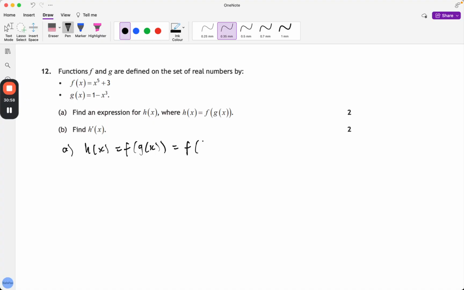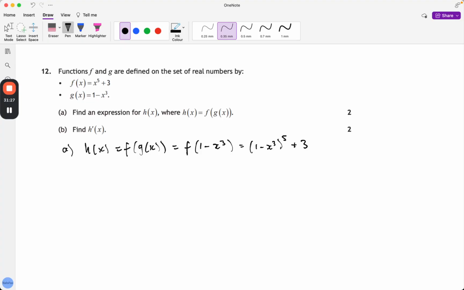So I sometimes like to rewrite that as f of 1 minus x cubed. So I'm just replacing my g of x with what g of x actually is, and that tells me that I'm subbing 1 minus x cubed into my f of x function. So wherever I see an x in my f of x function, I'm now replacing it with 1 minus x cubed. So you end up getting 1 minus x cubed all to the power of 5, and I'll keep it in brackets, plus 3.